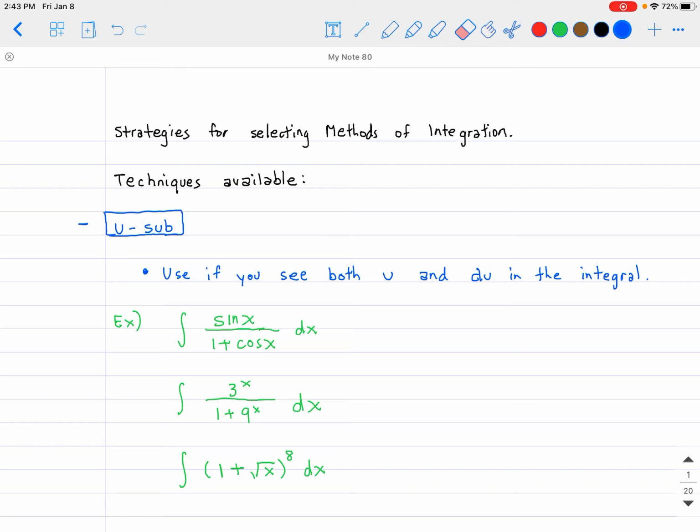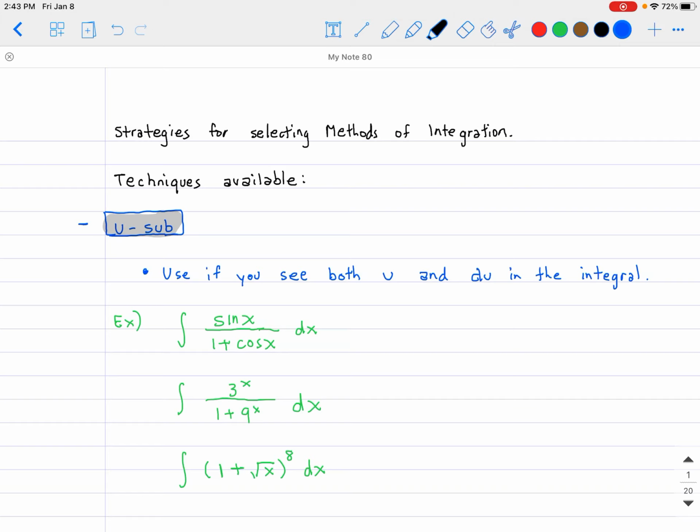And we just need to be able to identify which one fits which situation. So let's go ahead and jump straight into it. We're going to go through each technique and then look at some of the possible integrations that we can do according to the form. When it comes to techniques, let's go in sequence. The first one that we learned is u substitution. Now that's the most basic one.